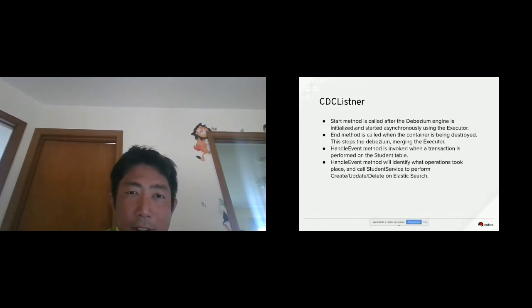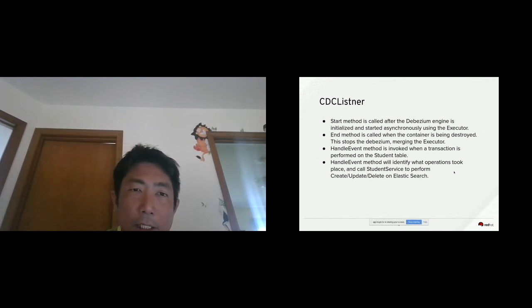So the start method is called when the Debezium engine is initialized and started asynchronously using the executor, right? And then the end method is called when the connector is being destroyed. This will stop the Debezium engine and shut down the executor. The handle event method is invoked when a transaction is performed on the student table. The handle event method will also identify what operation took place and call the student service to perform the create, update, delete on the Elasticsearch.